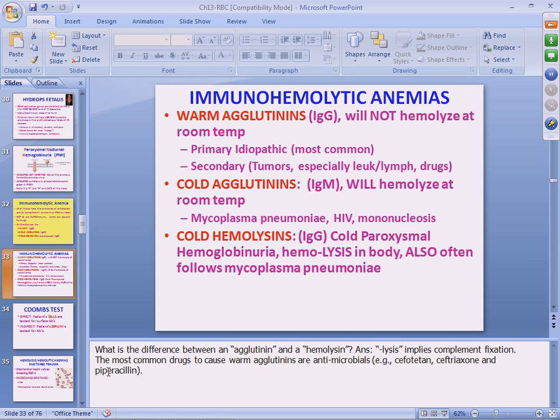Now, when we said that the warm agglutinins will not hemolyze at room temperature, but only inside the body, the most common situation for that would be a patient that is primary and idiopathic. That's autoimmune disease, isn't it? But there's a wide variety of patients with tumors, especially leukemias and lymphomas, as well as some drug situations that this will happen. Now, many drugs can sensitize red blood cell membranes to invite the presence of warm agglutinins or agglutination going on inside the body.